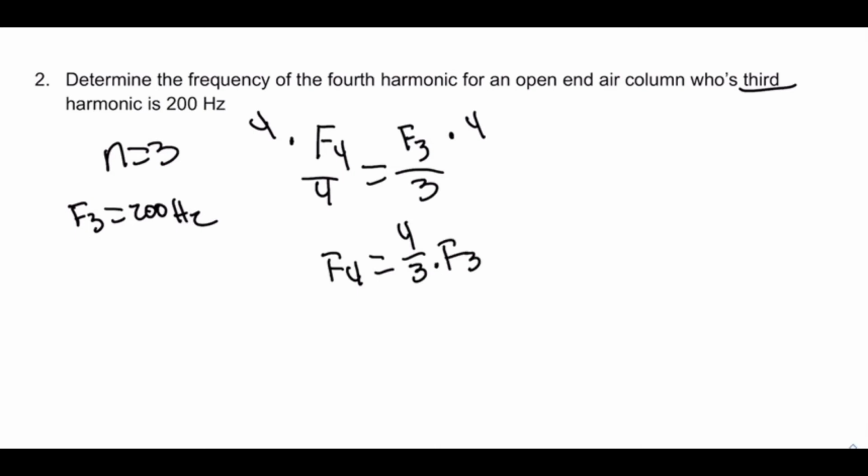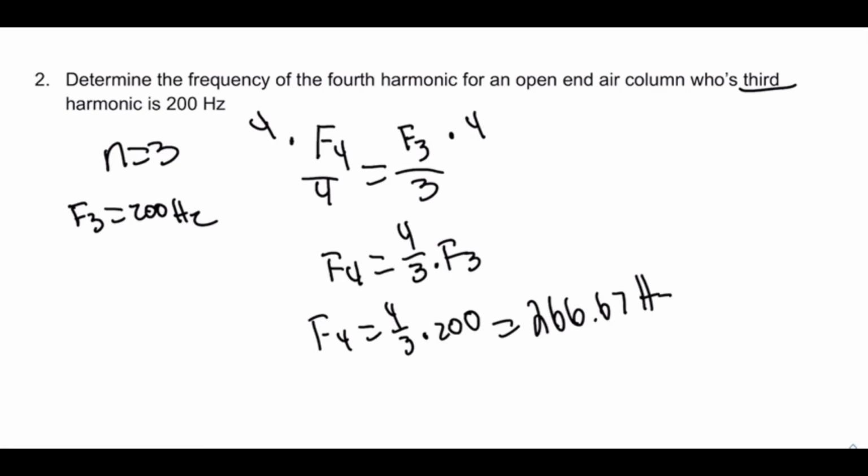And then f3 is equal to 200, so that would be f4 equals 4 over 3 times 200, which you would plug into your calculator, and you would get 266.67 hertz. And that would be your answer.